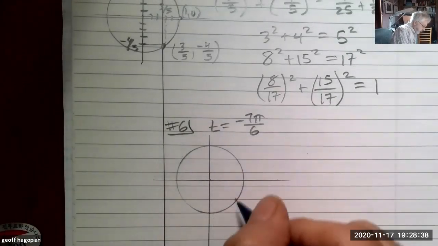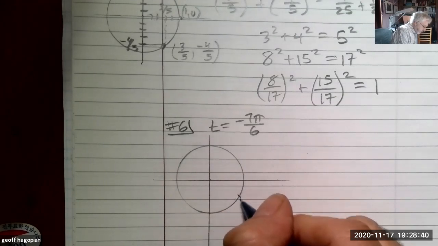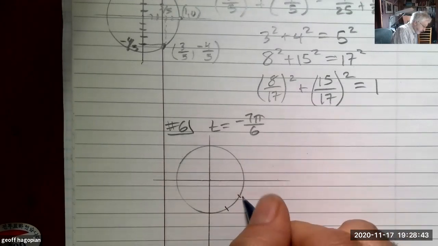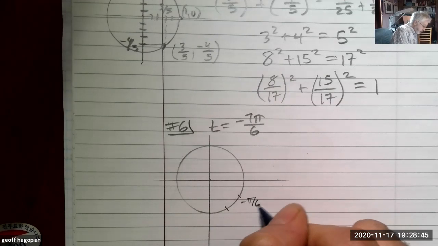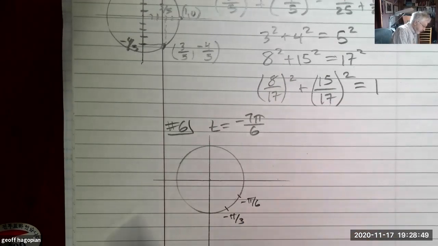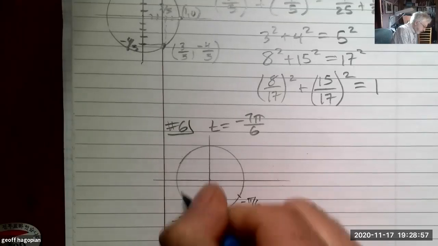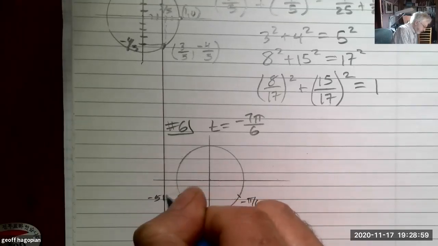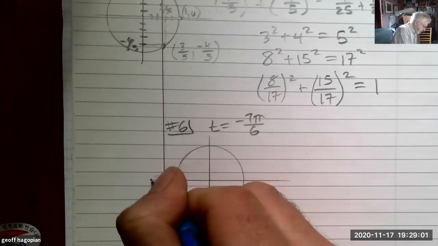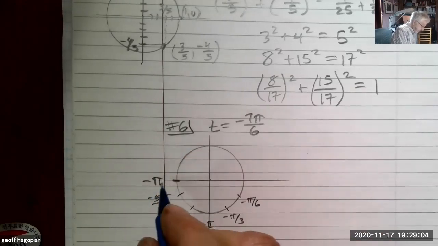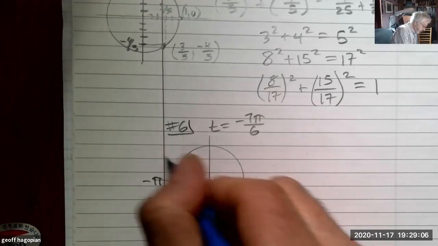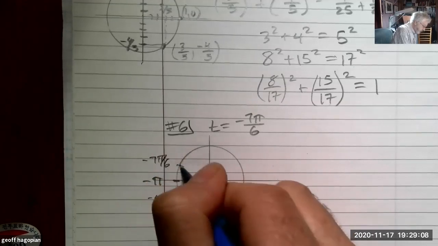So if we count by π/6, that's 1/3 of π/2, right? So here's -π/6, here's -2π/6, which is -π/3. Here's -3π/6, which is -π/2. Here's -4π/6, which is -2π/3. Here's -5π/6, -6π/6, which is -π. And finally, -7π/6 is here, right?